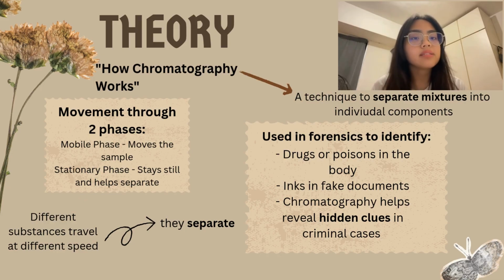In forensic science, this is very useful because we can figure out what kind of drug someone took, we can detect poison, we can see if a signature was forged, and we can even find what kind of fuel was used in a fire. So basically, chromatography helps us to find the invisible evidence that criminals leave behind.